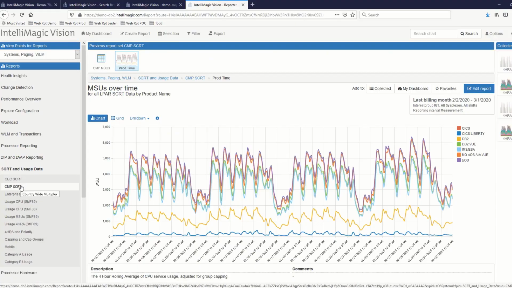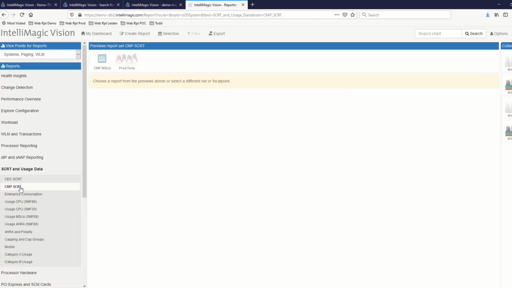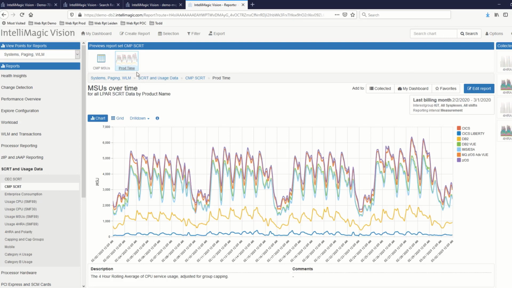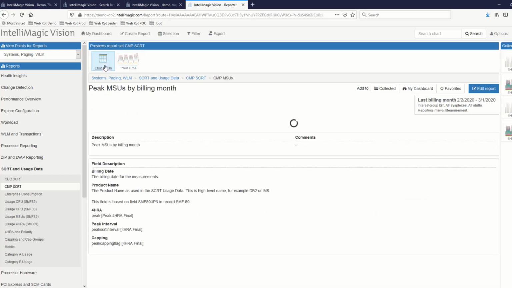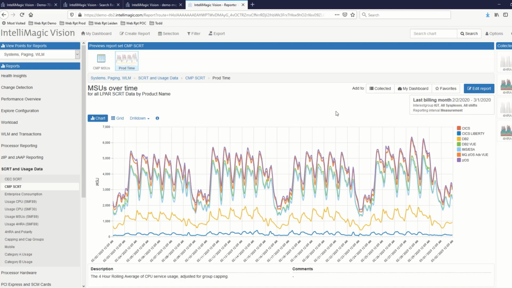So this report set provides MSU values for those who are operating under country multiplex pricing. There's the separate report set here for the legacy single LPAR peak by LPAR model. So there's 2 overall starting points to view the data, this line chart over time and a tabular view. So if we start with the line chart, we see at a glance several pieces of information, including where the monthly peak values are by product, when they occurred, how much higher the peak was than other time intervals, and what is the relative relationship between different products.